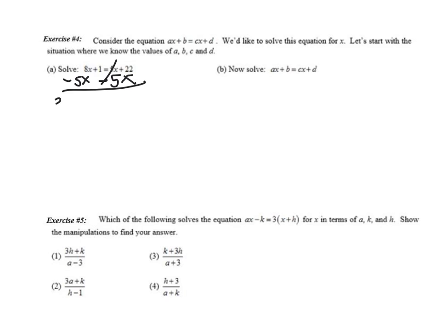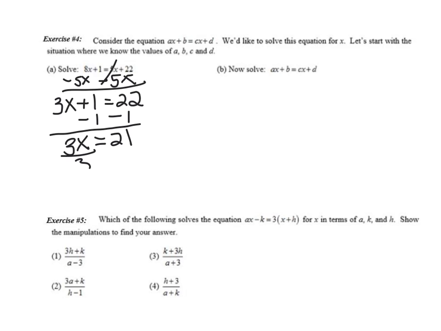8x minus 5x gives me 3x. I have a plus 1 equals 22. To continue to isolate that variable x, I'm going to subtract 1 from both sides. I get 3x is equal to 21. 22 minus 1 is 21. Finishing it up, divide both sides by 3. You see that the numerical value of x that makes this equation true is 7.